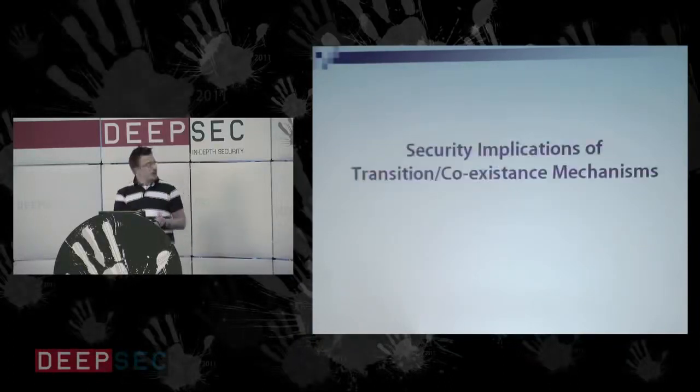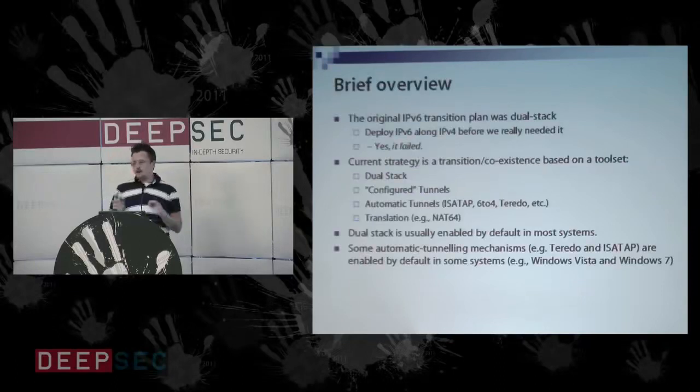Okay. A couple of words about security implications of transition and coexistence mechanisms. The idea basically is that the plan we had for IPv6 was that everybody would deploy V6 10 years ago or so. So by the time that we actually needed V6, it would already be present in the network, and it wasn't going to be a big deal for the IPv4 address space to get exhausted. But this plan basically failed.